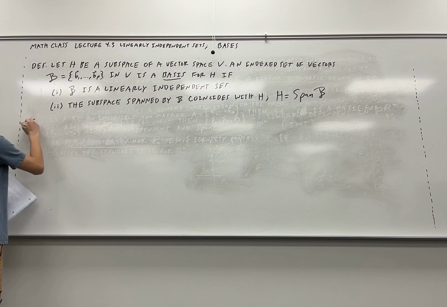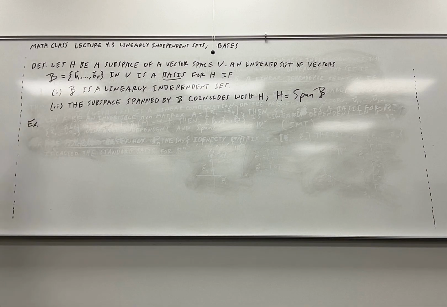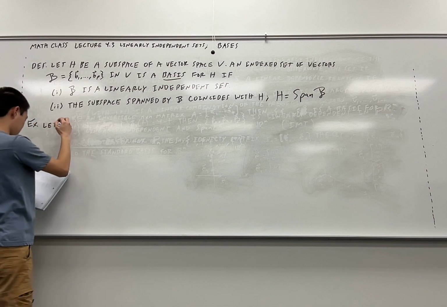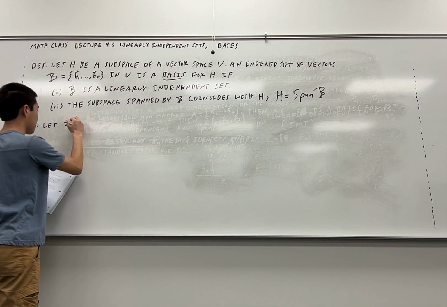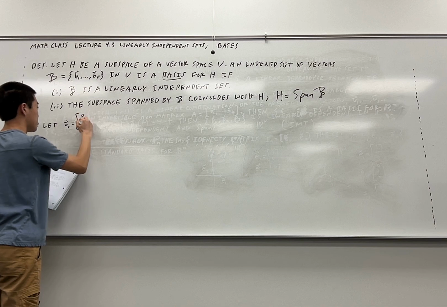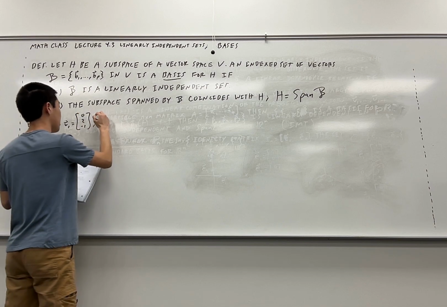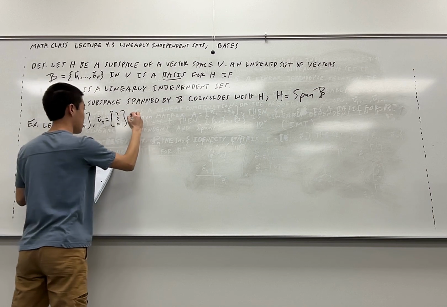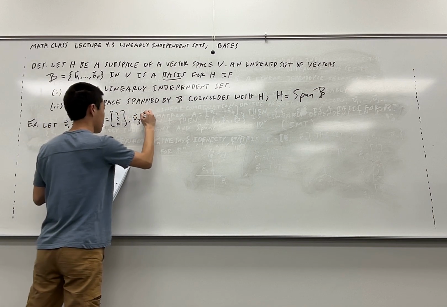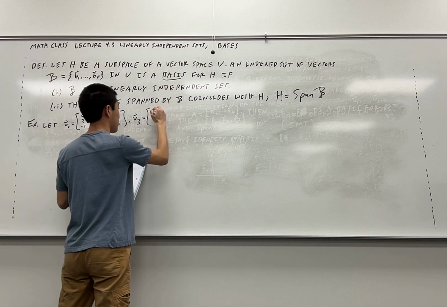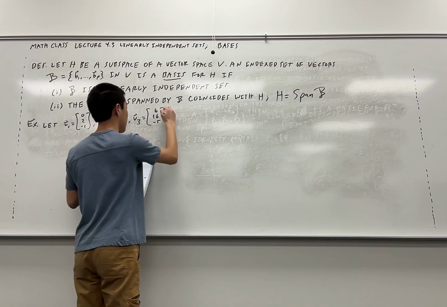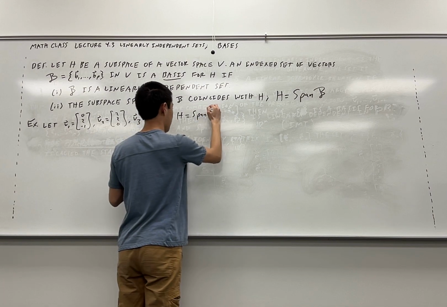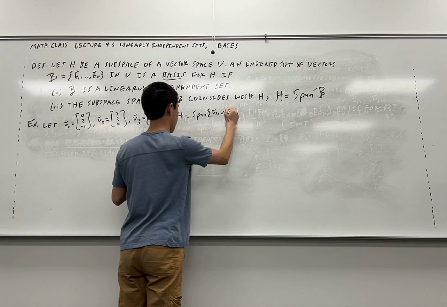Okay, so here's an example. And this example is going to motivate a theorem for us. Let's define three vectors. v1 is 0, 2, minus 1. v2 is equal to 2, 2, 0. v3 is going to be 6, 16, minus 5. And then lastly, let's call H the span of these three vectors.